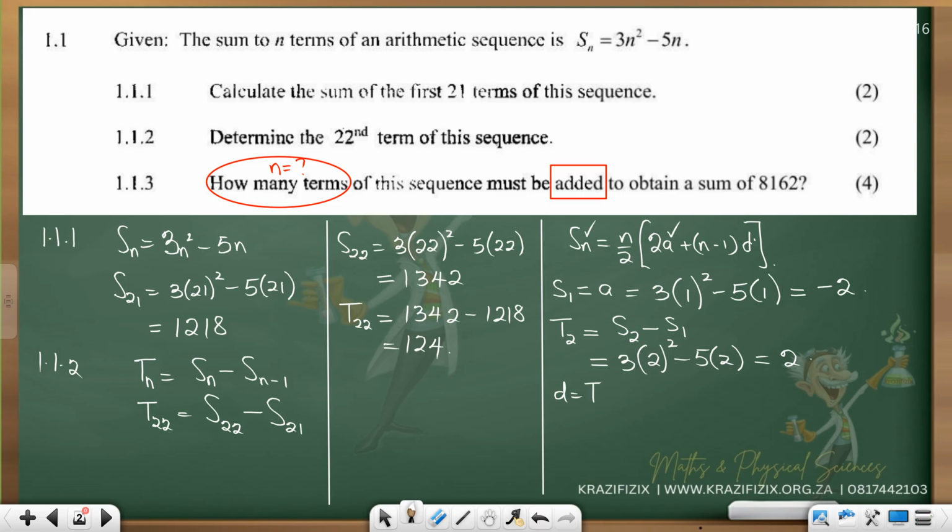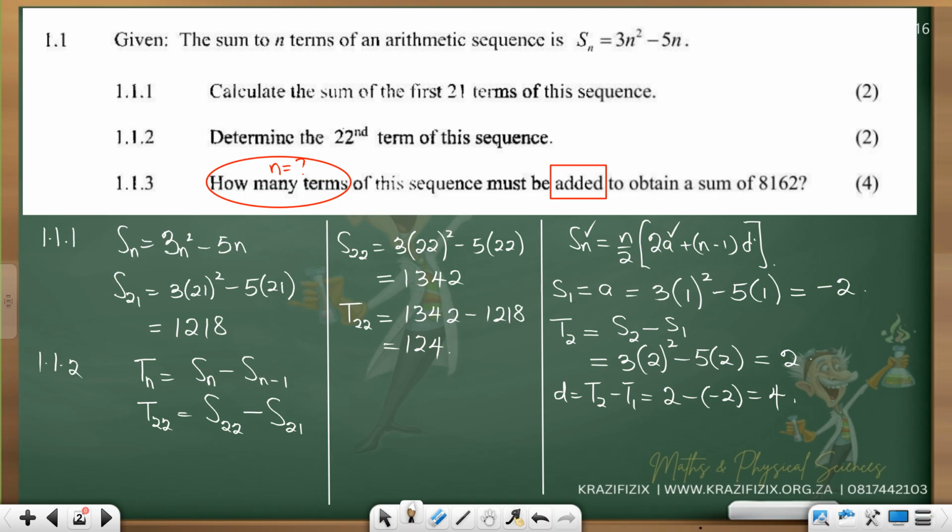So I can get D, which is T2 minus T1, 2 minus negative 2, and what's my difference? 4. I think I have everything that I need. Now I want you to see something, guys.